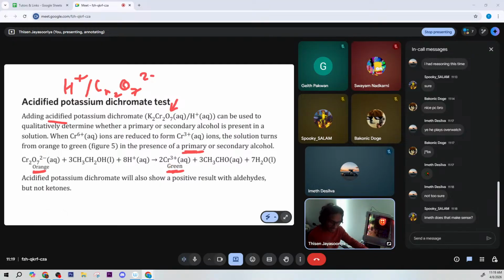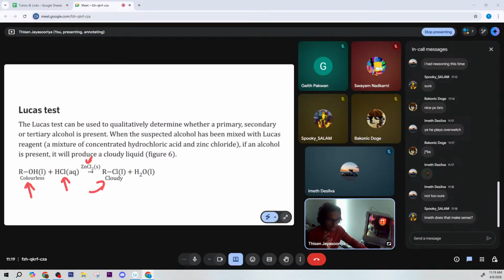I should make sure I talk about the observation, because in an exam question they'll tell you to talk about the observation. Same thing with the Lucas test. The observation is that it turns from colorless to cloudy, right? And this is the underlying chemistry that's going on. We just add hydrochloric acid here, in the presence of this catalyst, and we get these products out. Now, I don't think you really need to know the Lucas test because different textbooks focus on different tests, but you can use all of these tests in your exam. The examiners will give marks for correct chemistry. So I'll keep moving on from here.